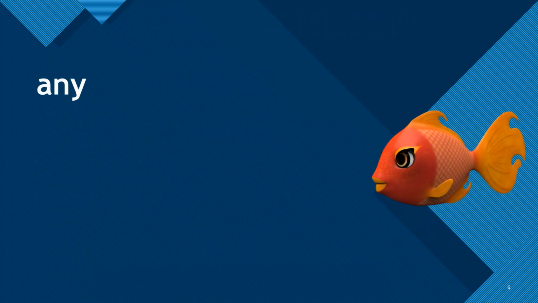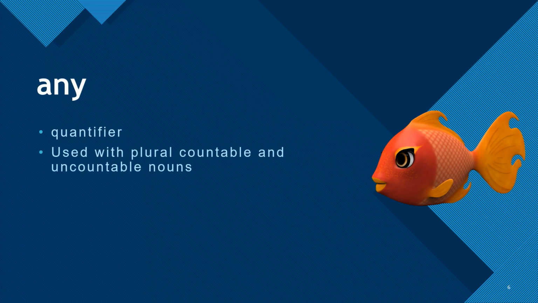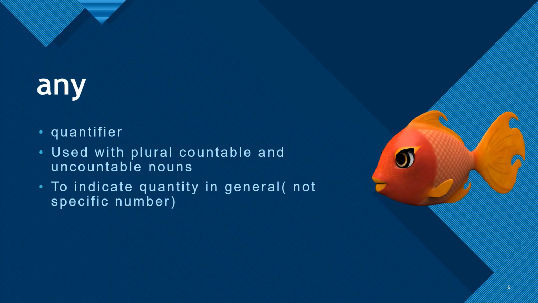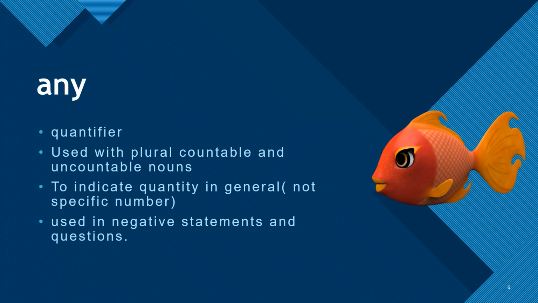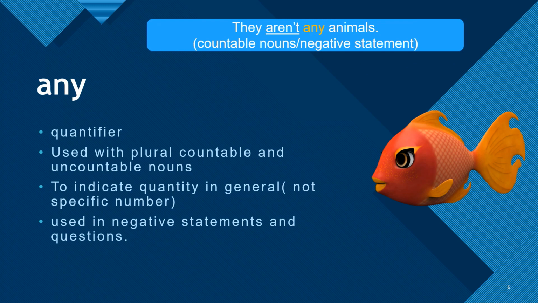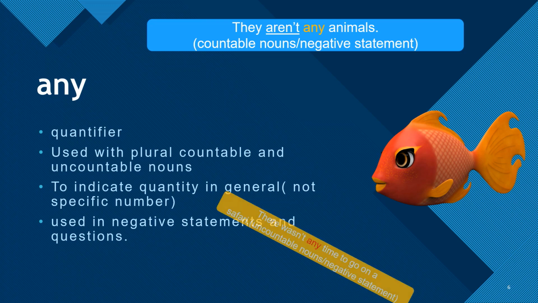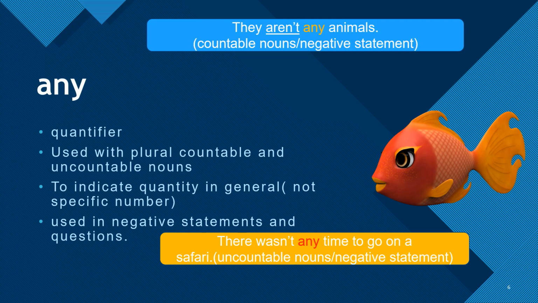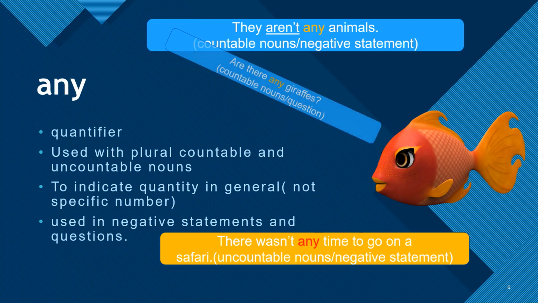Next is any. Any is a quantifier. It is used with plural countable and uncountable nouns to indicate quantity in general, not a specific number, and it is used in negative statements and questions. For example, there aren't any animals. So we use any with countable nouns. The sentence is a negative statement. Or there wasn't any time to go on a safari. So any here we use with uncountable nouns and in a negative statement.